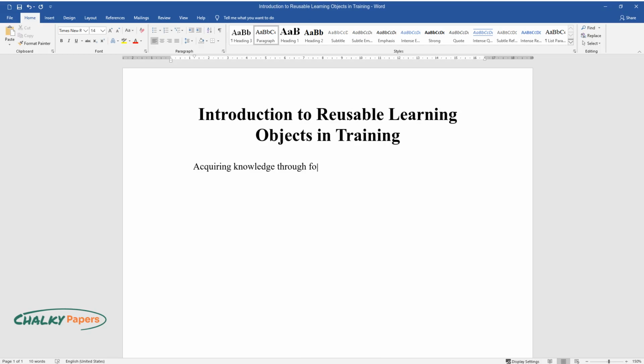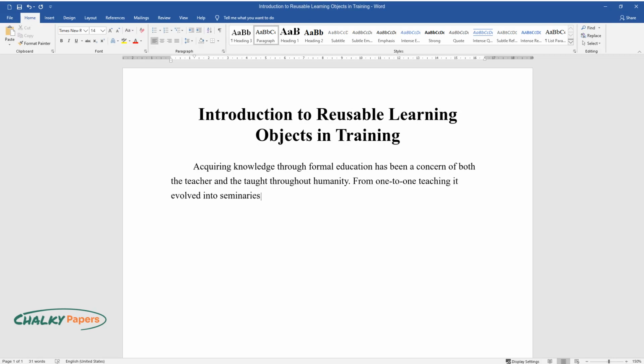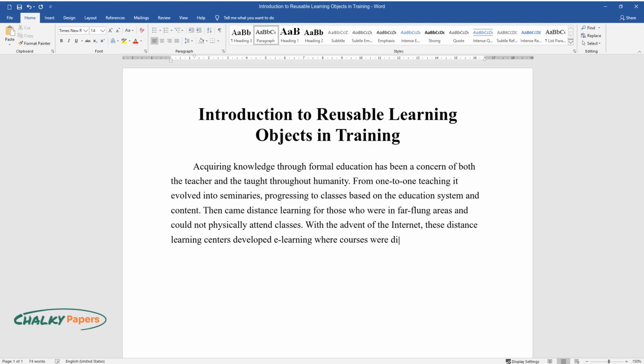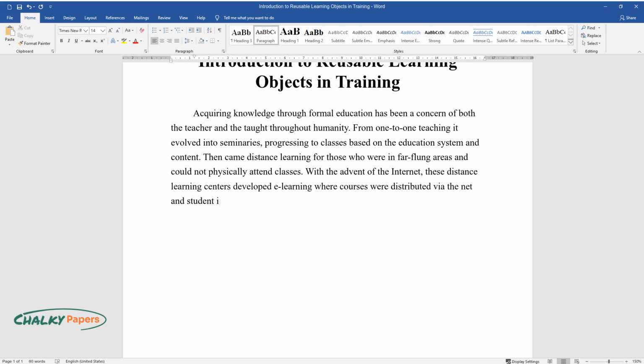Acquiring knowledge through formal education has been a concern of both the teacher and the taught throughout humanity. From one-to-one teaching it evolved into seminaries, progressing to classes based on the education system and content. Then came distance learning for those who were in far-flung areas and could not physically attend classes. With the advent of the internet, these distance learning centers developed e-learning, where courses were distributed via the net and student interaction took the same route.